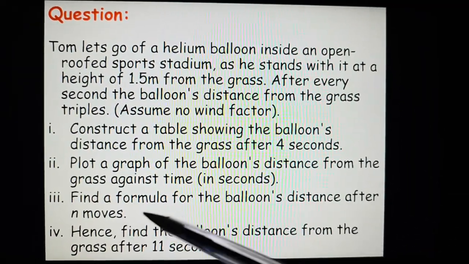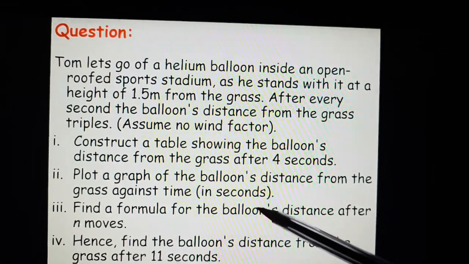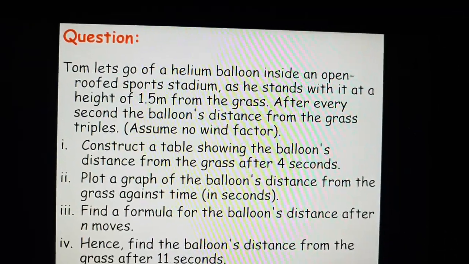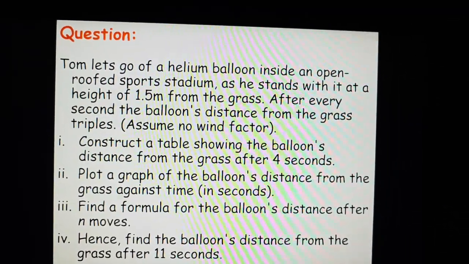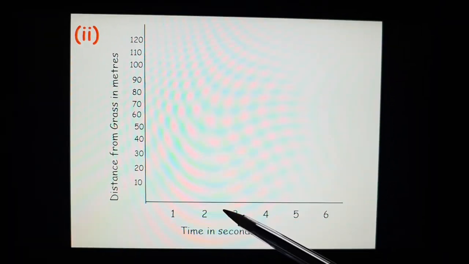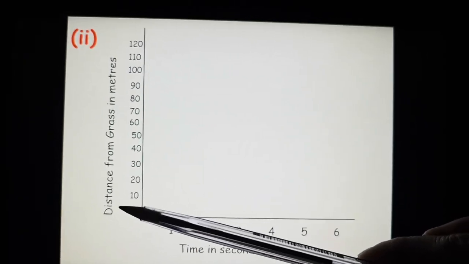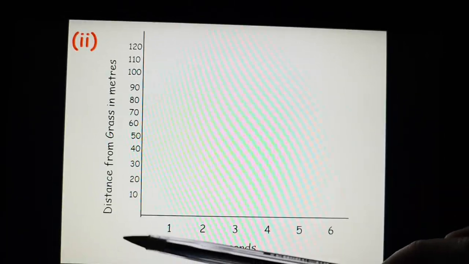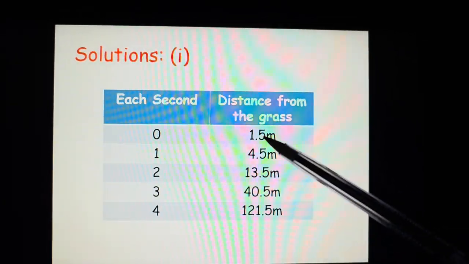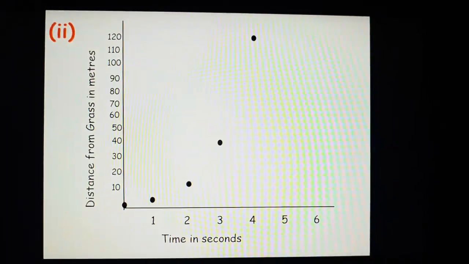Part 2 asks me to plot the graph of the balloon's distance from the grass against time in seconds. Okay, so on your x-axis is seconds, and on the y-axis it's going to be the balloon's distance from the grass. So all I'm doing now is plotting that table that we just constructed. Time is in seconds on the x-axis, go as far as 6 seconds. Distance from the grass is measured in metres. So all I do now is plot those points. 0, 1.5. 1, 4.5, 2, 13.5, and so on.